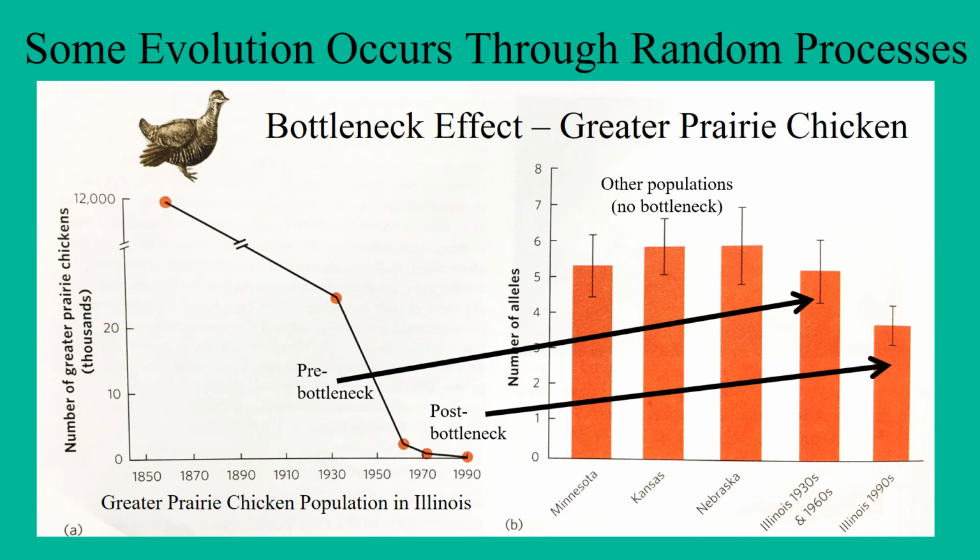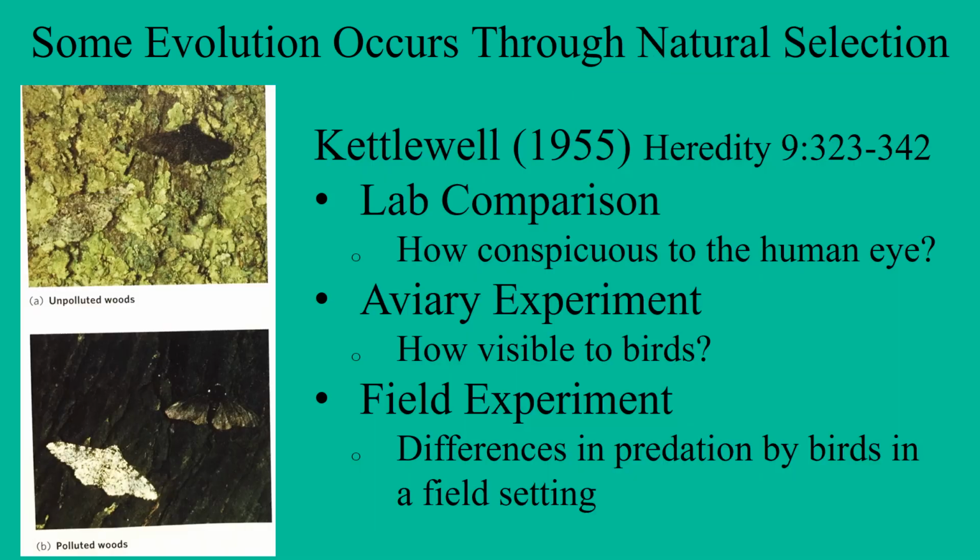The other populations that are shown to the left, Minnesota, Kansas, Nebraska, didn't have any bottlenecks. We're just looking at the Illinois population in this particular one.